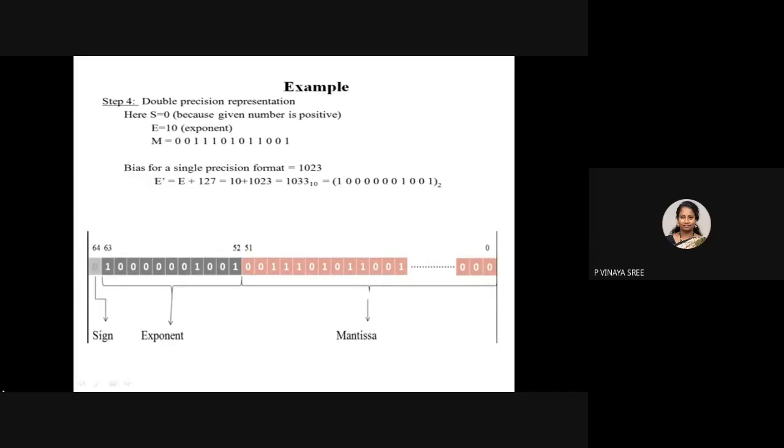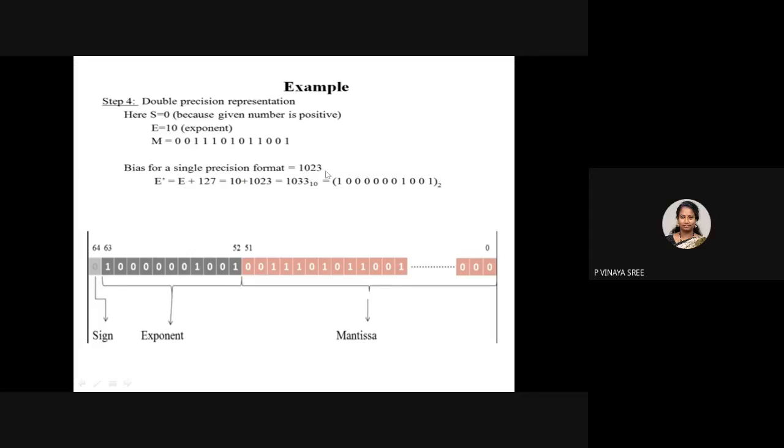In double precision, the exponent we have is 10. Are we writing 10 directly in the exponent as 1010? No, we are adding the bias. Here you should not use the single precision bias, we are in double precision. So the bias for the double precision format is 1023.